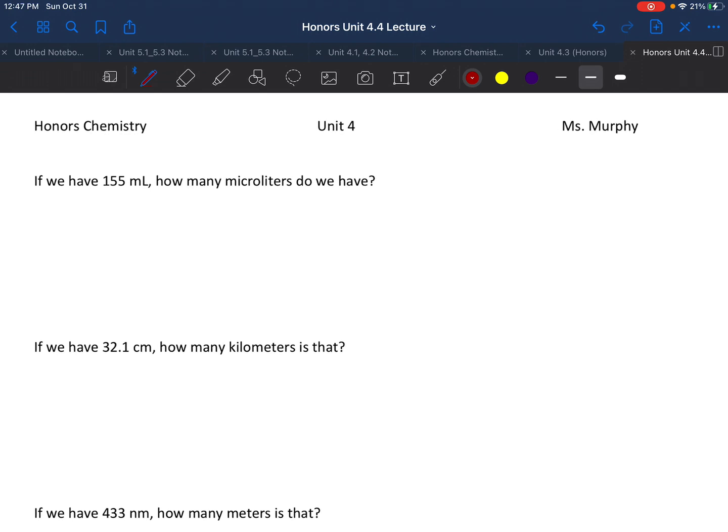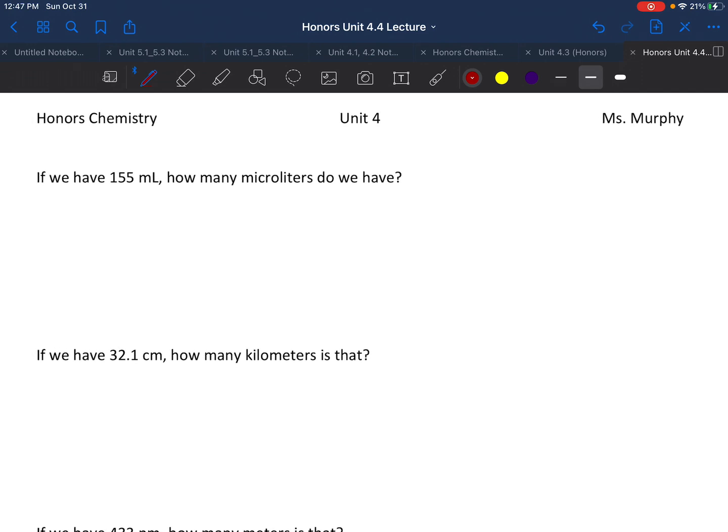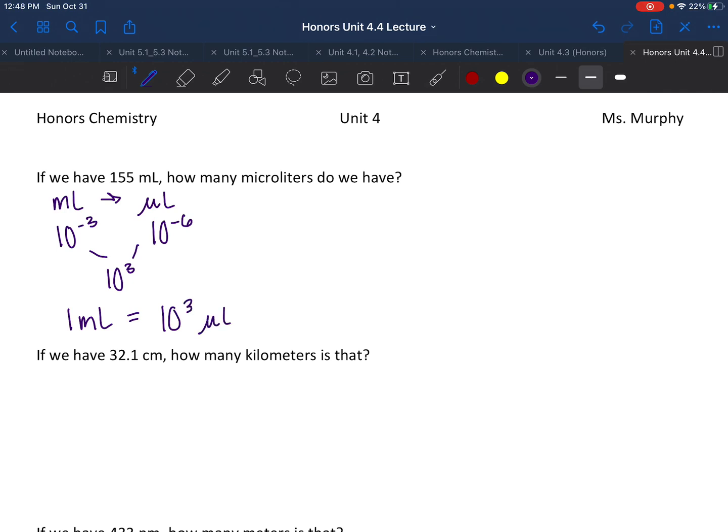In this problem we're given that we have 155 milliliters. How many microliters do we have? The first thing I'm going to do is recognize the units I'm converting between are milliliters and microliters. If I were to look at table C, I would notice that 10 to the negative third is the factor belonging to milliliters, and 10 to the negative 6 is the factor belonging to microliters. The difference between the two is 10 to the third. Microliter is the smaller unit, milliliter the larger. So in 1 milliliter, there's 10 to the third microliters.